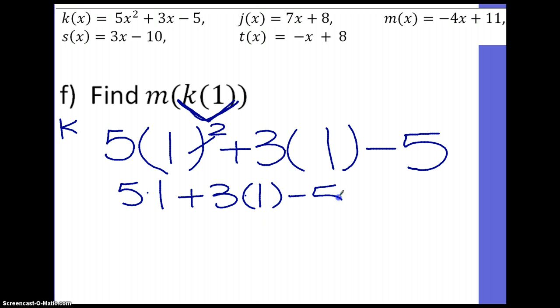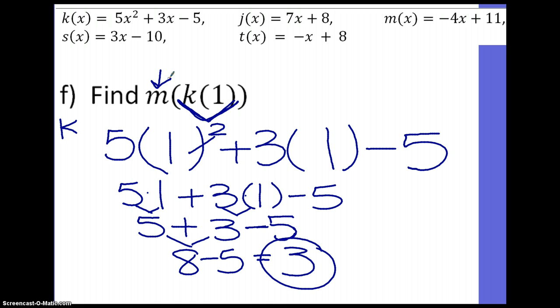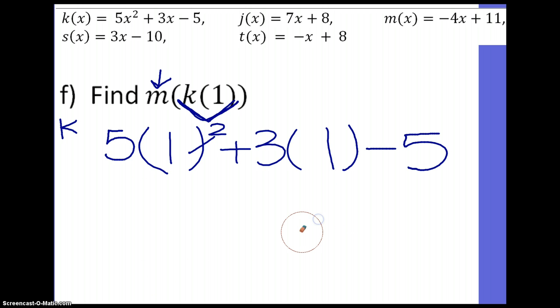And then we multiply. 5 times 1 is 5. 3 times 1 is 3. Order of operations says go left to right. So 5 plus 3 is 8. 8 minus 5 is 3. So in this case, we got a 3. So now we're going to take our 3 and plug it in for m. And I need some room. If we did it on our calculator, we wouldn't need to erase, but I wrote out all the work.